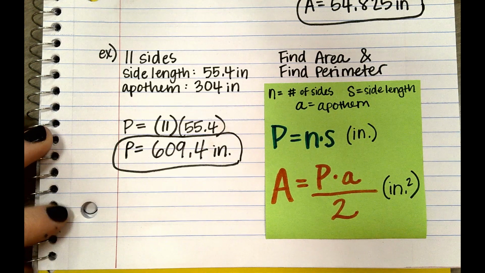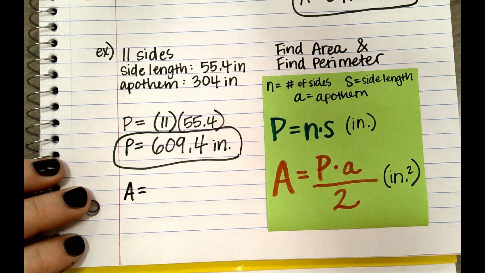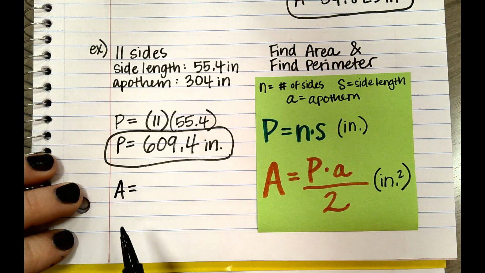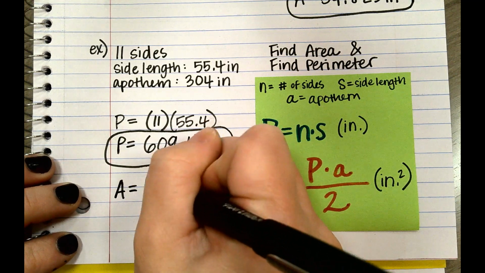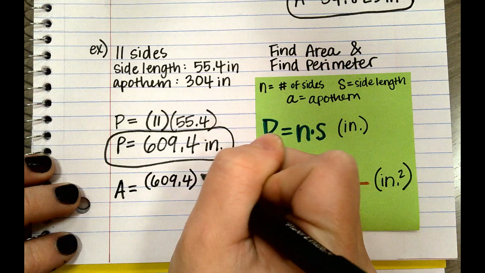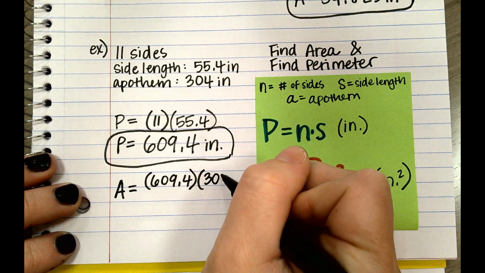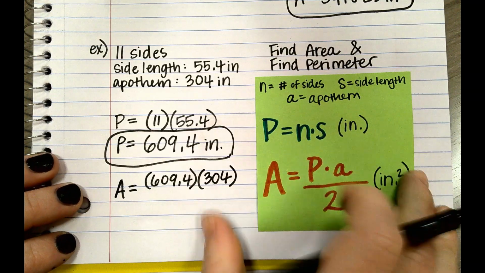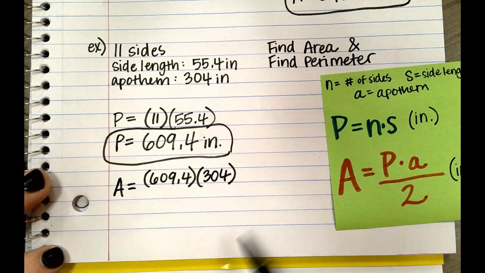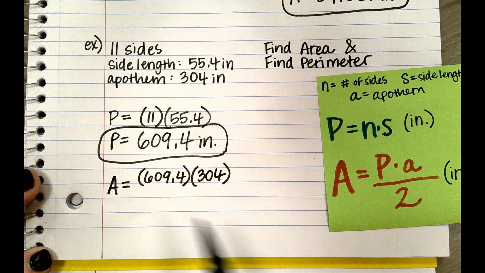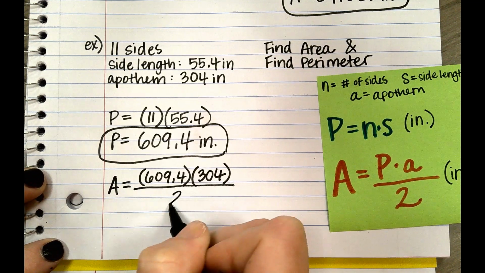Okay, so I found my perimeter. How do I find area? Yep, you're just going to take that number we found, the perimeter, times the apothem. So 609.4 times, what is the apothem? Okay, we got it right here, 304. And what am I missing? Divide by 2. Good.